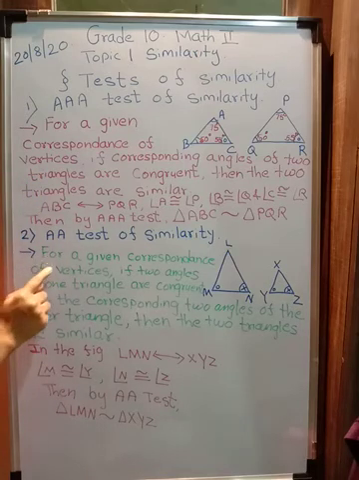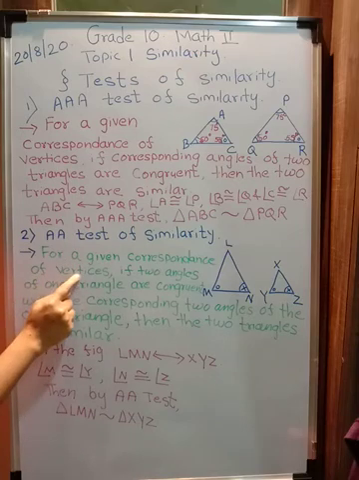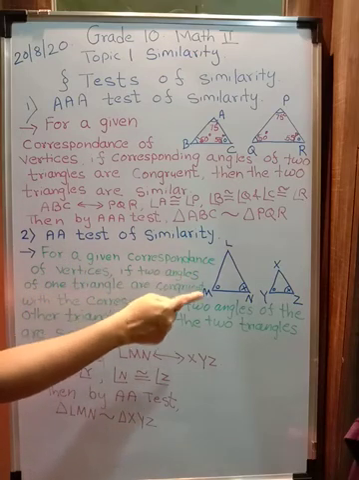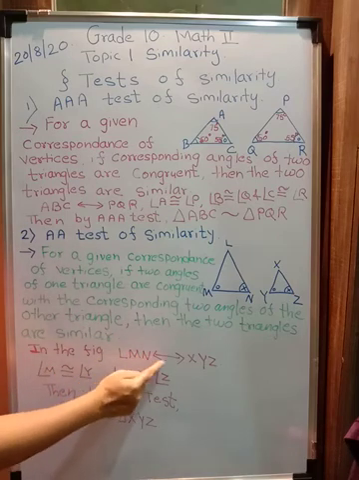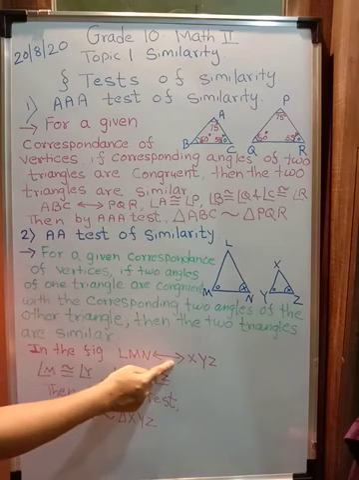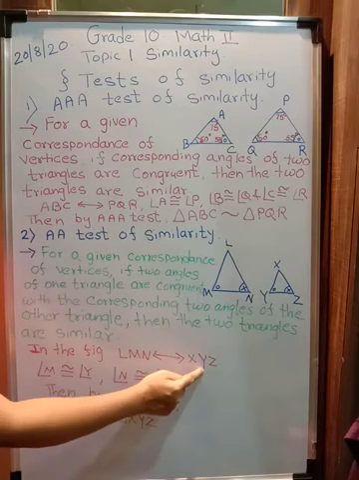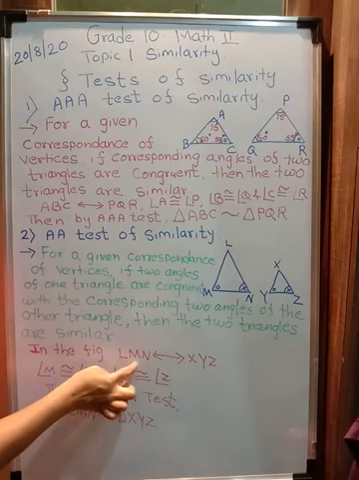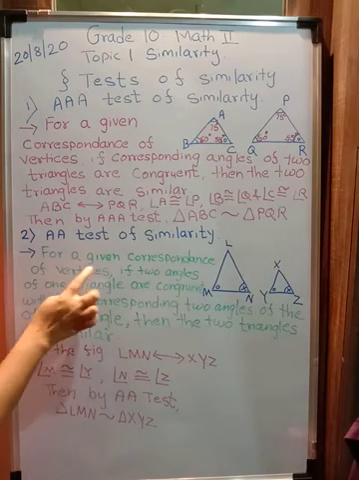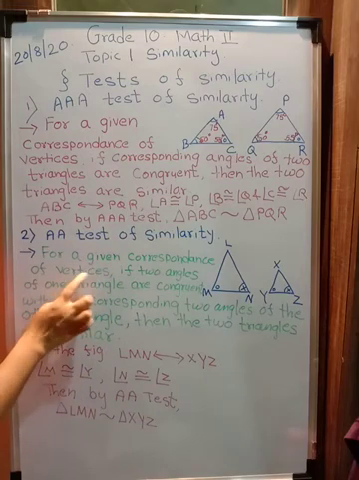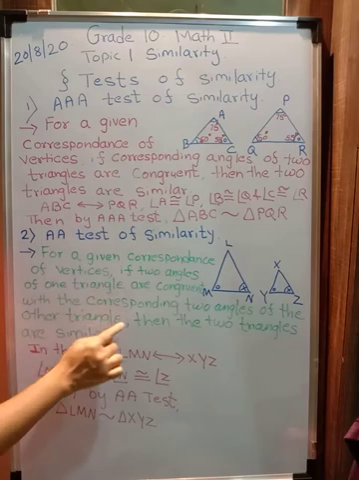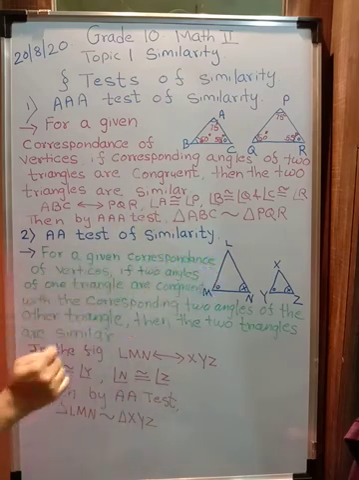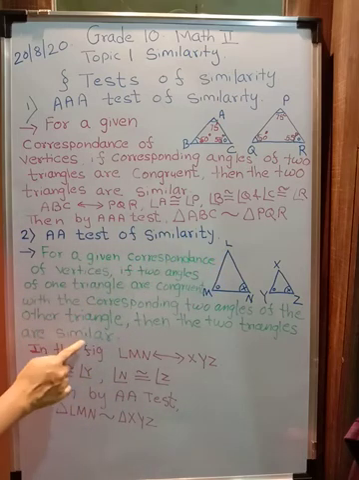So just see the test. For a given correspondence of vertices. Now here the triangles are LMN and XYZ. So what is the 1-to-1 correspondence? LMN is in 1-to-1 correspondence with XYZ. This is the correspondence of vertices. Alright. So for a given correspondence of vertices, if two angles of one triangle are congruent with the corresponding two angles of the other triangle, then the two triangles are similar.